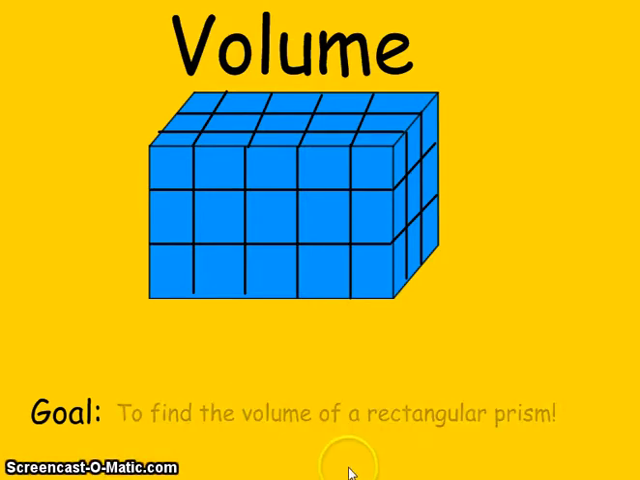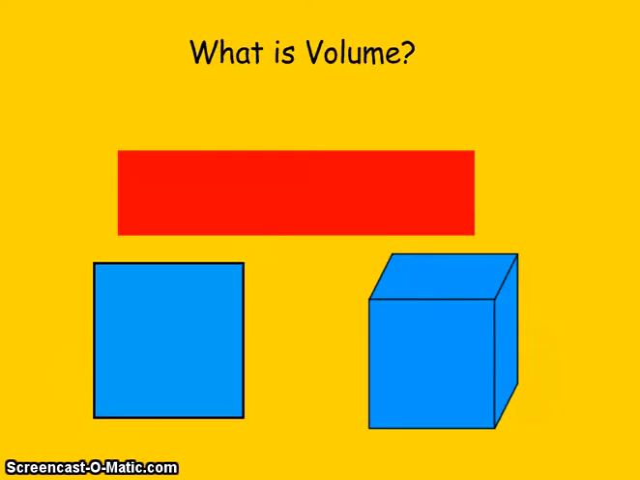So the goal for today is to be able to find the volume of a rectangular prism. This shape right here is a rectangular prism. We know that it is a rectangular prism because it is a 3D shape and it has two different bases. So the first thing we need to do in order to find volume is figure out what volume is. How can we find it if we don't know what it is?